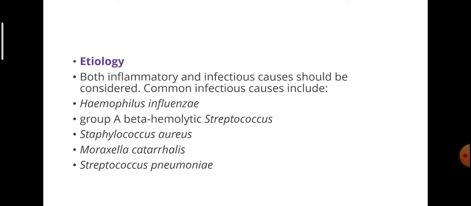Etiology. Both inflammatory and infectious causes should be considered. Infectious causes include Haemophilus influenzae, Group A beta hemolytic streptococcus, Staphylococcus aureus, Moraxella catarrhalis, Streptococcus pneumoniae. These are the common infectious agents that are involved in adenoid hypertrophy.